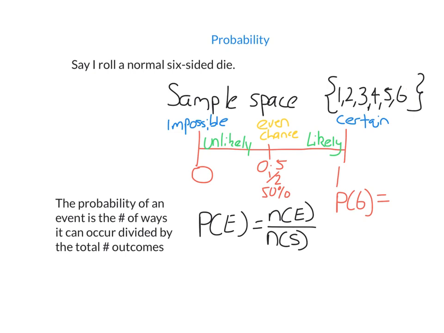So if I say probability of 6, you can't say unlikely. You need to give me a number between 0 and 1. It's 1 over 6. There's 1 six on the die out of 6 outcomes in total. Sometimes probability is written with PR as well, and that's fine too.